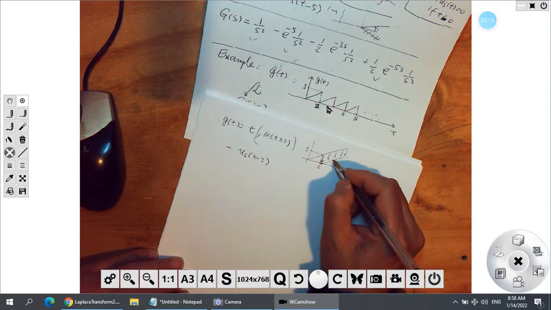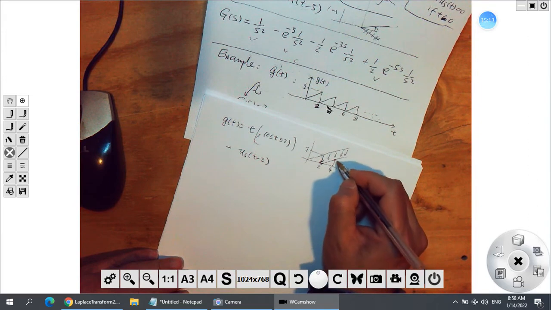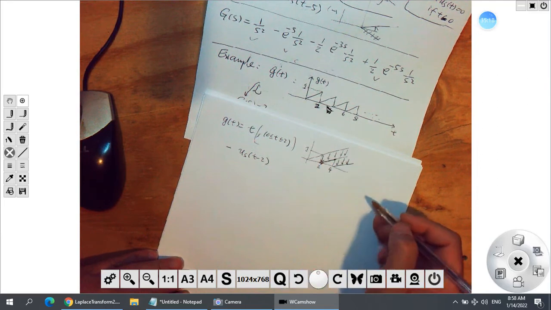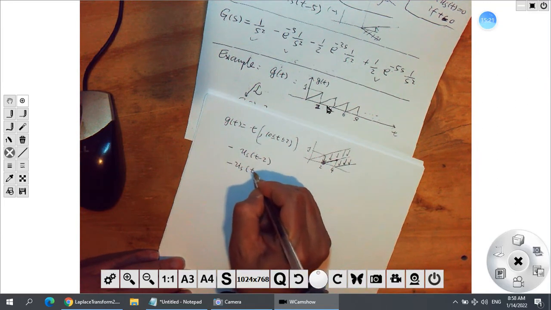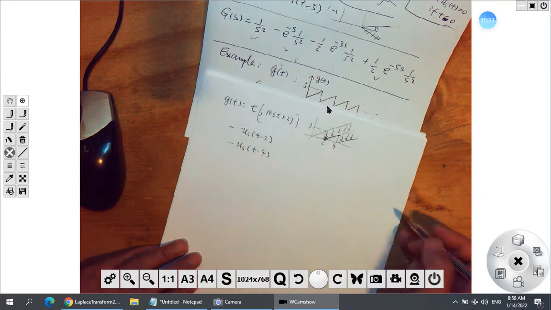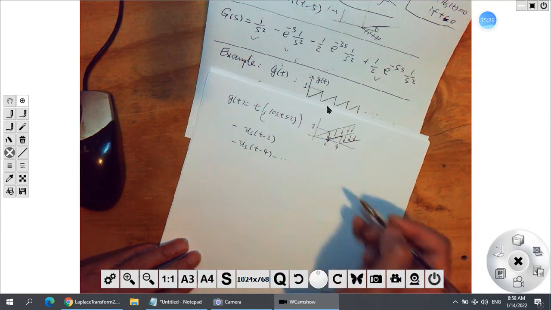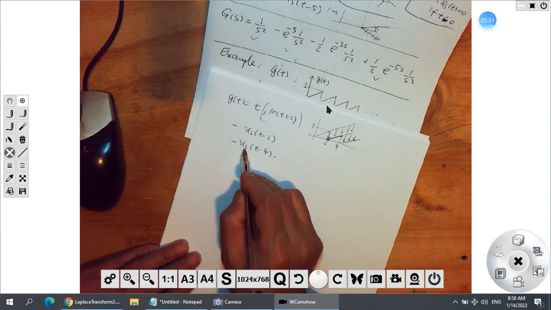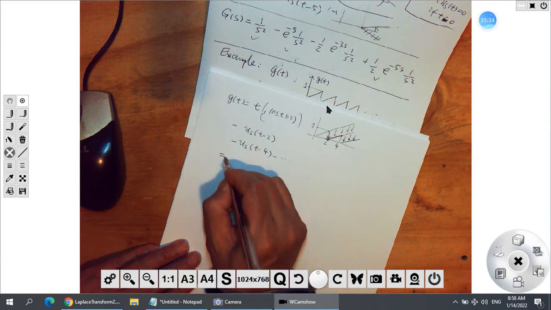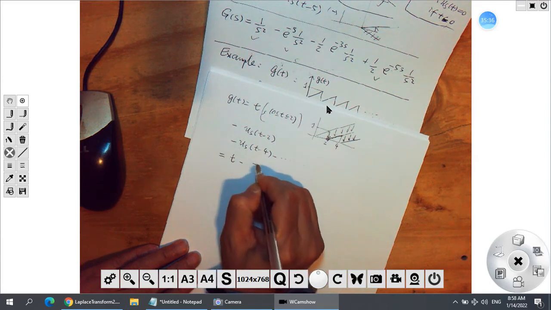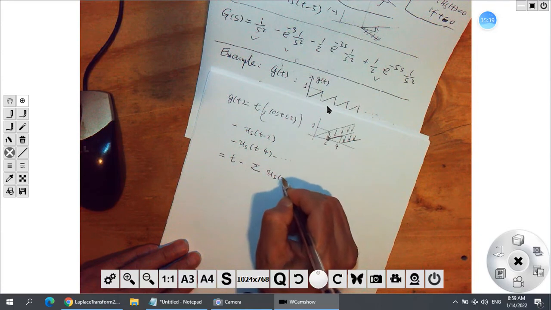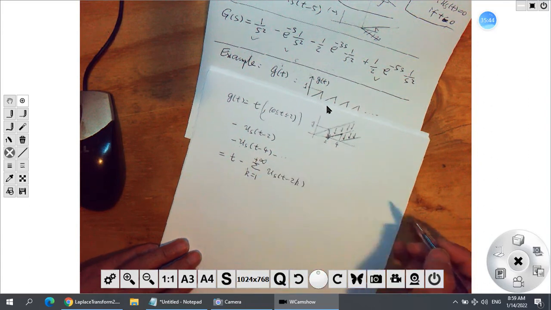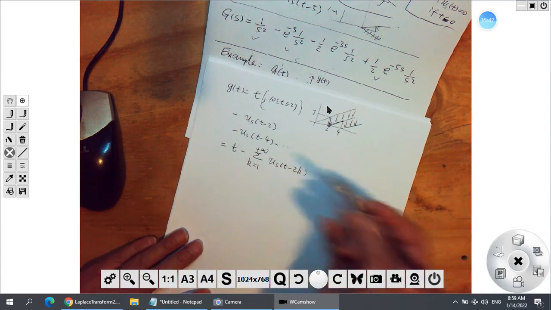And then go to here, when it is 4, you need it going down again, right? So minus u_s of t minus 4, and minus forever. Every 2, you need a minus unit step. You can write it in a shorter way: 1 minus summation of u_s of t minus 2k, with k running from 1 to positive infinity. It looks like this. Okay, then the things turn out to be simple.